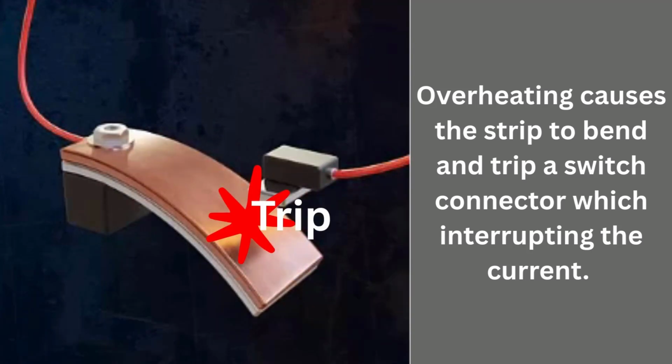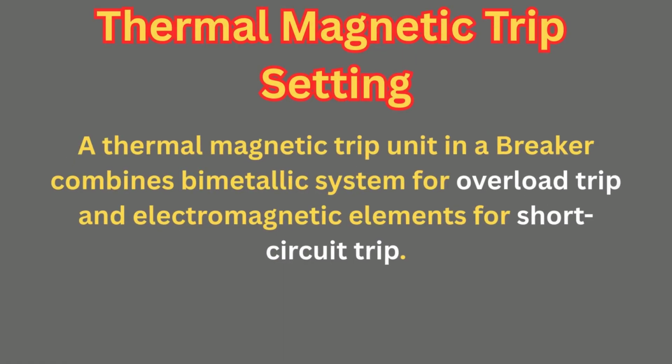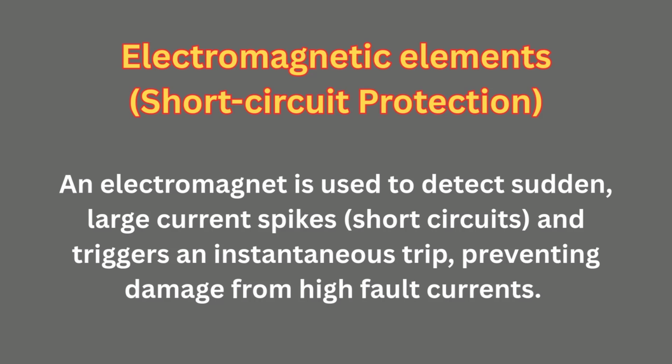A thermal-magnetic trip unit in a breaker combines a bimetallic system for overload trip and electromagnetic elements for short-circuit protection. Magnetic elements provide short-circuit protection. An electromagnet is used to detect sudden, large current spikes and triggers an instantaneous trip, preventing damage from high-fault currents.